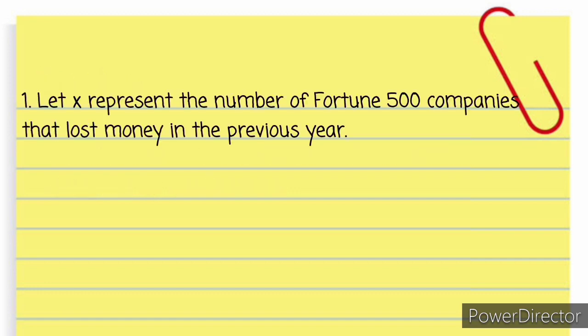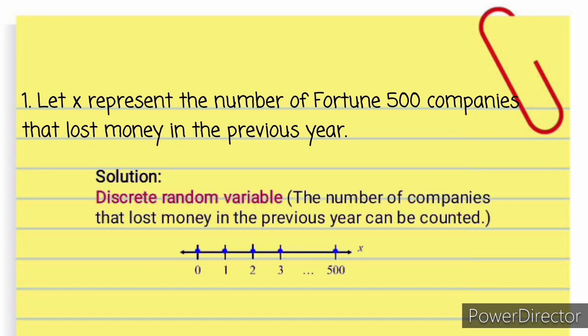Number 1. Let x represent the number of Fortune 500 companies that lost money in the previous year. Since the number of companies that lost money in the previous year can be counted, remember that a discrete random variable has a countable number of possible outcomes. Therefore, this problem shows a discrete random variable.